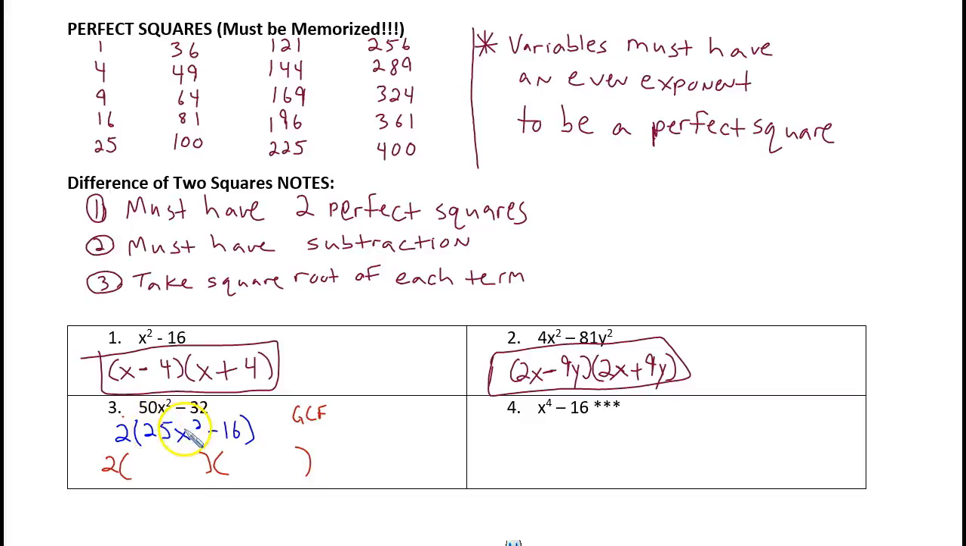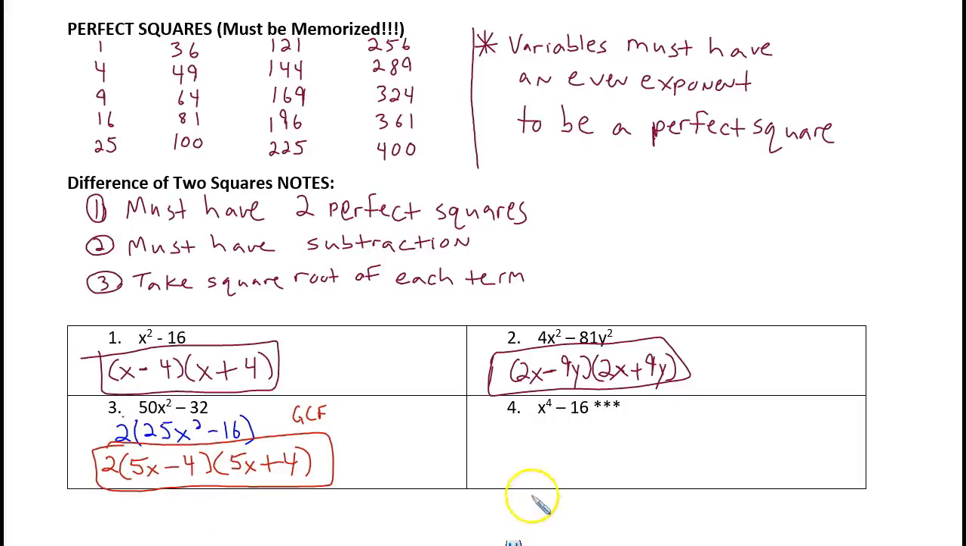So the square root of 25x squared is 5x. That goes first, beginning of the two parentheses. The square root of 16 is 4. That goes at the end of the two parentheses. And then to get this minus here, you're going to have a negative and a positive. So that would be our final answer there.